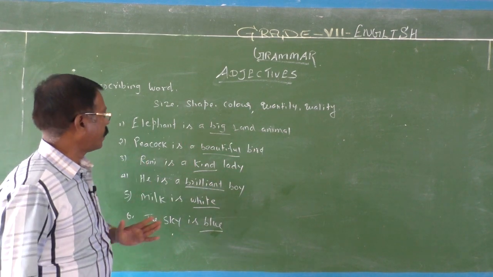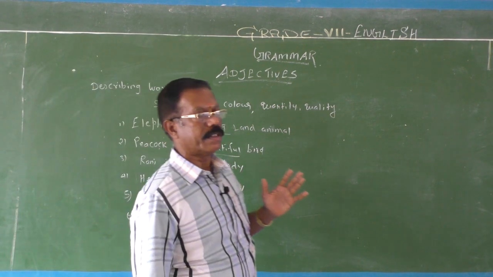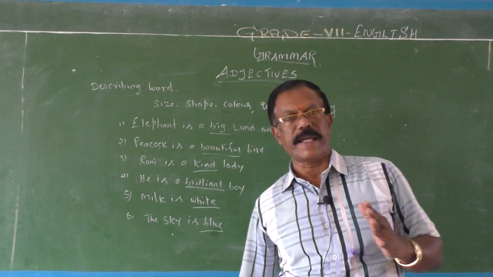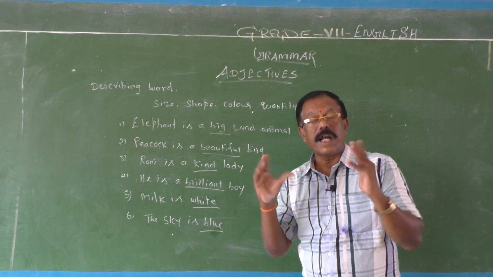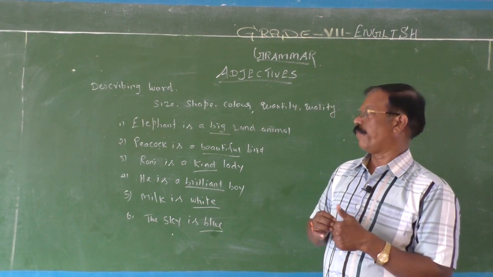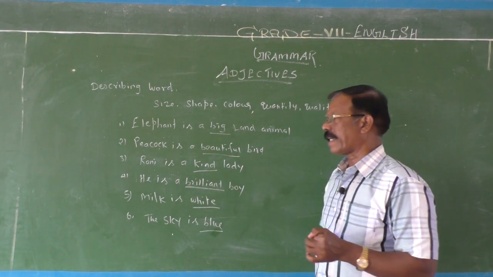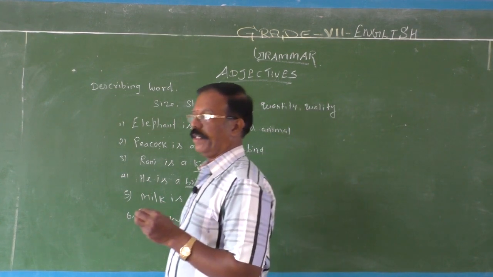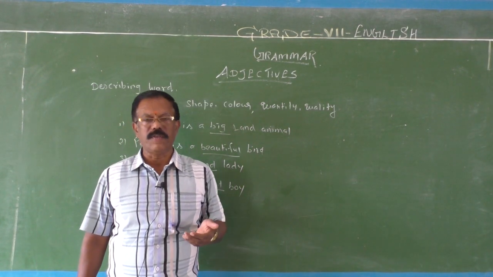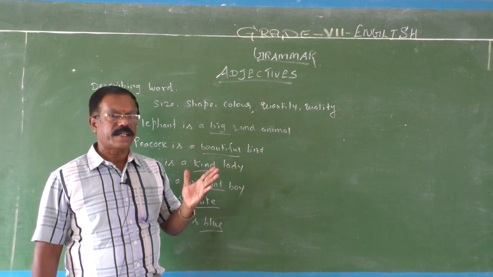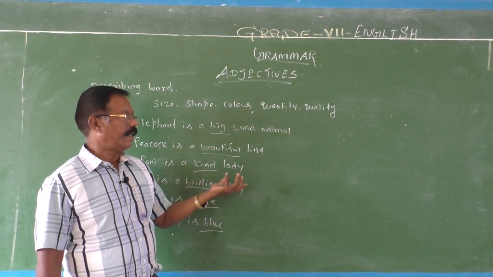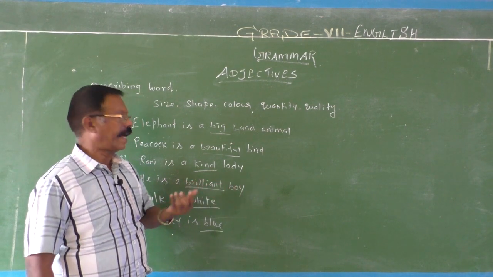Second sentence: Peacock is a beautiful bird. Here the word beautiful describes the noun bird. It describes the nature or quality of the bird. In the third sentence, Rani is a kind lady. What kind of lady is Rani? If you ask that question, you will get the answer: kind. So it describes the nature, the quality of that lady. She is a kind lady.